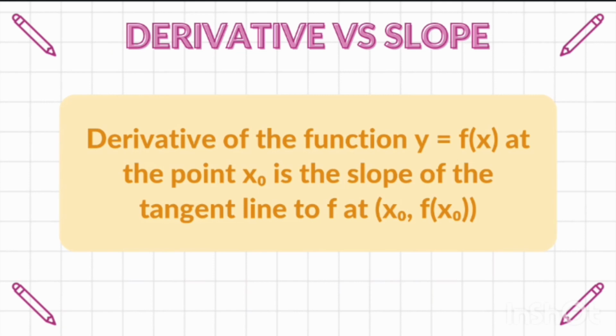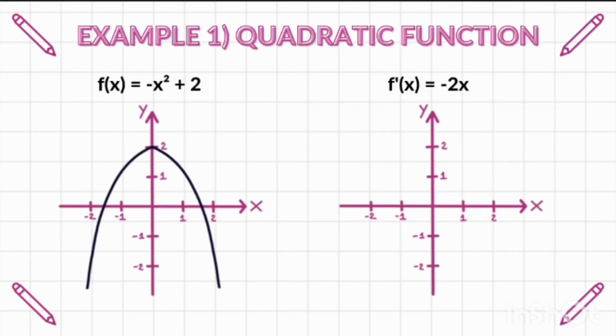The definition of a derivative utilizes this fact, as it says that the derivative of the function y equals f(x) at the point x0 is the slope of the tangent line to f at this point. So the derivative gives us a formula to find the slope of the tangent line, not the slope of a function. Now we will learn the basics of graphing using the example of a quadratic function.